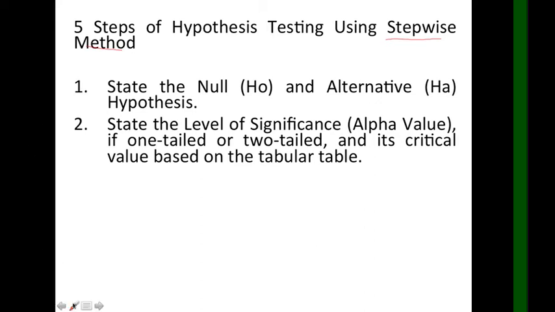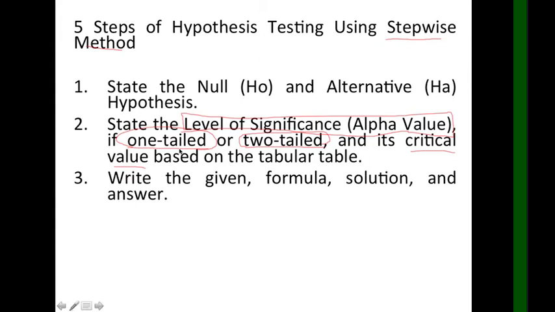Okay, ano ba itong step 2 na to? First, kailangan mong i-state yung level of significance or the alpha value. This one is always given in the problem. Later on you will see. Then state if it is one-tailed or two-tailed. It depends. If it is directional, it's one-tailed, going to the left or going to the right. If it is non-directional, it is two-tailed. Again, you will see this explanation later on. And its critical value depends on the level of significance and the number of tails.